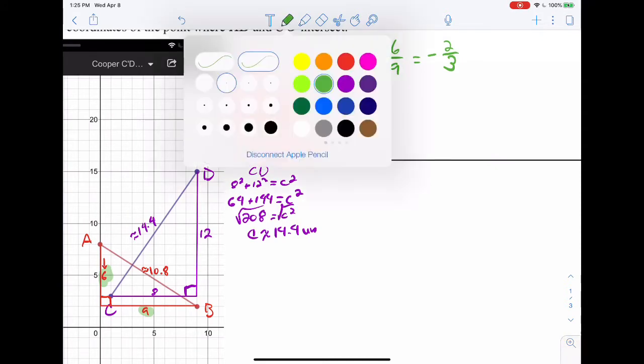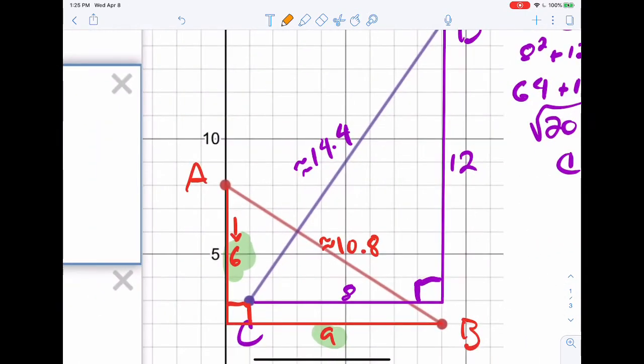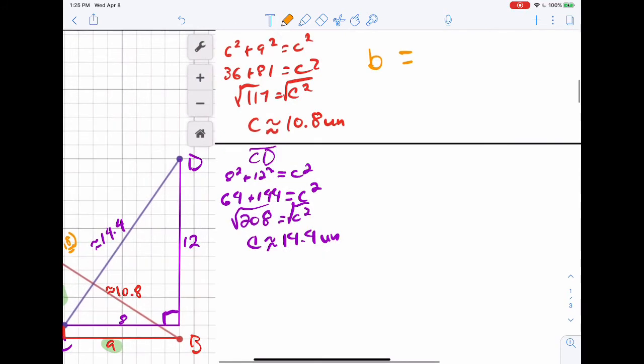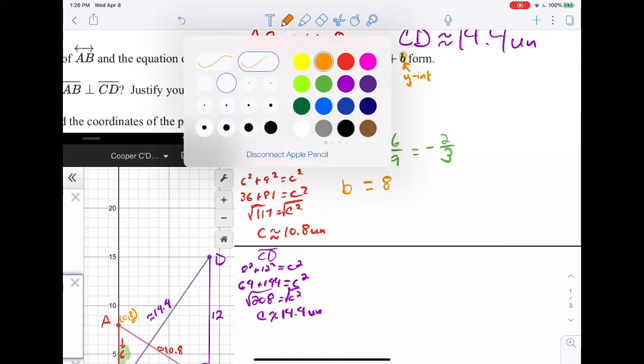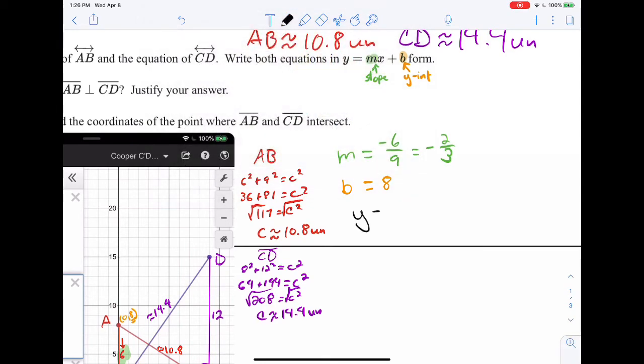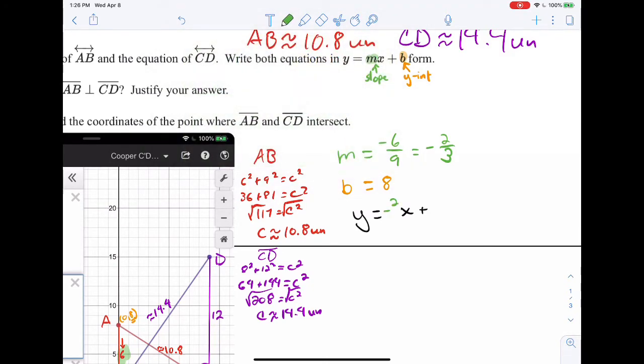And then b, our y-intercept, can easily be found here because we already have that point, (0, 8), 8 being our y-intercept. So b equals 8. And so we can now write our equation, y equals mx plus b, m being negative 2/3, and b is 8.